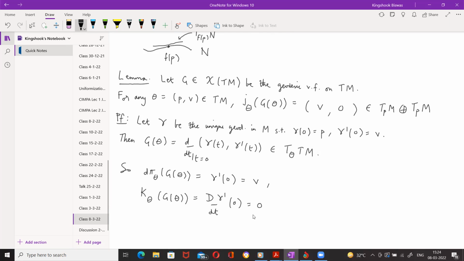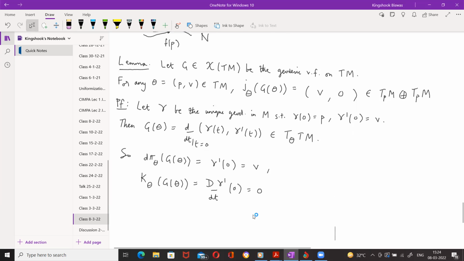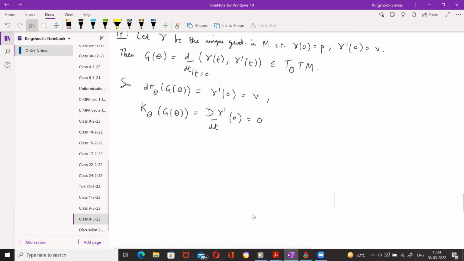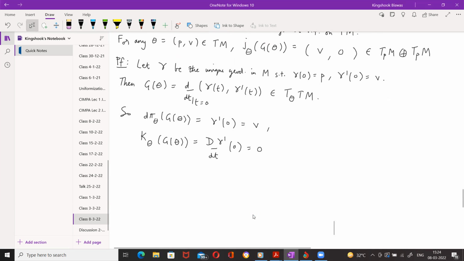Okay, so this geodesic vector field, in terms of these sort of coordinates on the tangent space T theta TM rather, it just becomes (V, 0). Okay, this is the geodesic vector field, (V, 0). So this you can see in the picture, right?